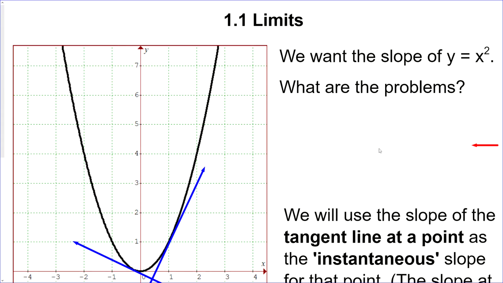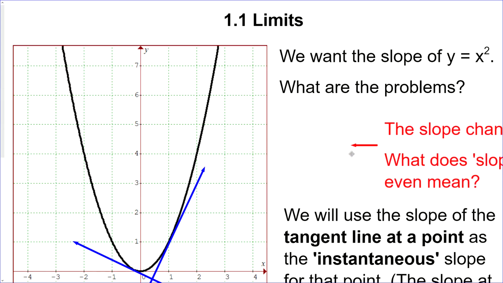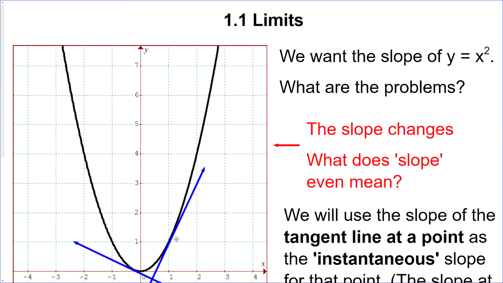1.1, limits. We want to find the slope of y equals x squared, our most basic quadratic. What are the problems? Well, the slope changes depending on the point or points that we're looking at. And what does slope even mean then?